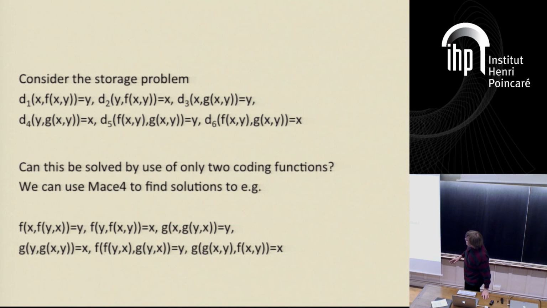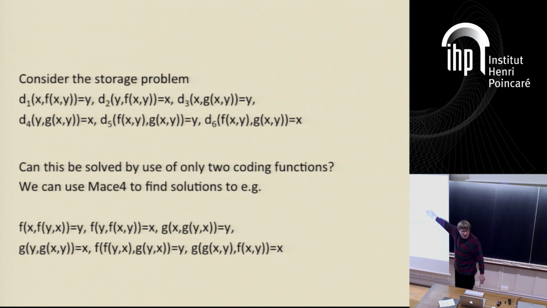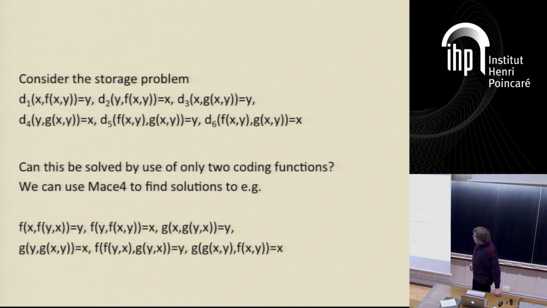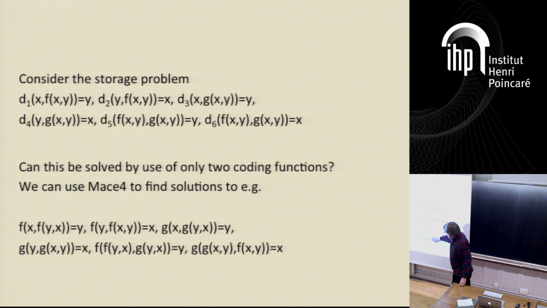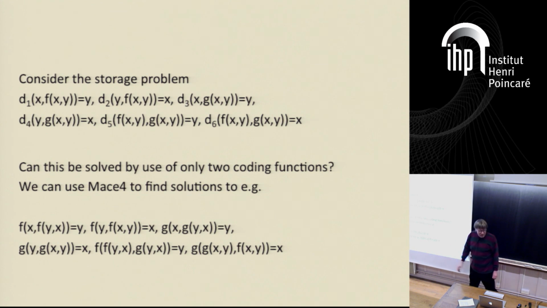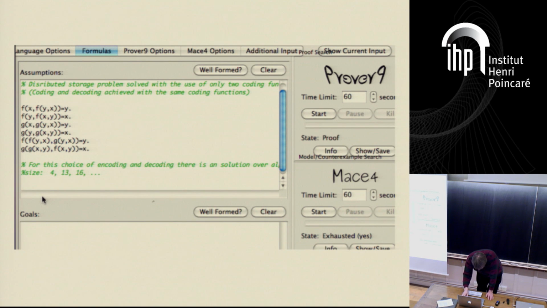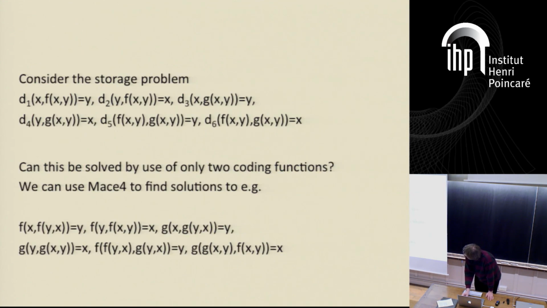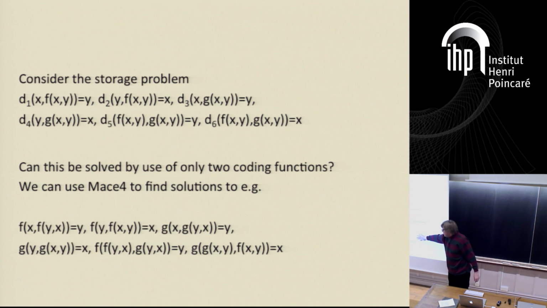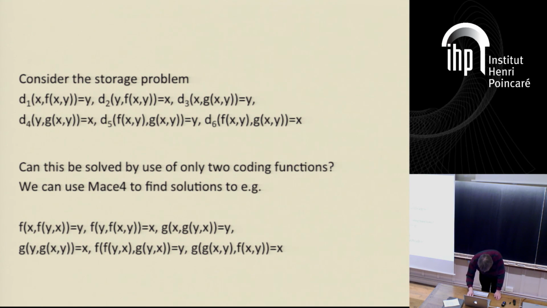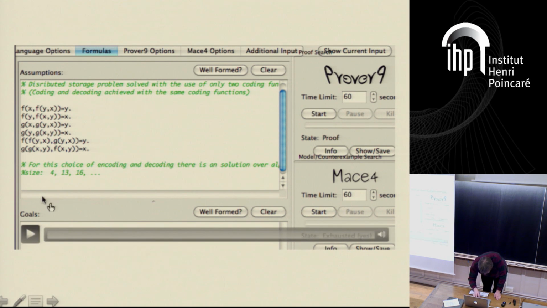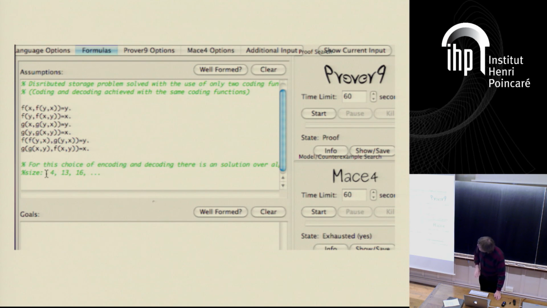So now we look at this, which was a storage problem before, where we have 6 different variables. You might ask, can this be solved by 2 coding functions? So one way of encoding would be something like that. Actually, it's not exactly the same problem, I can see, but suppose we look at these term equations, and I just want to illustrate the software. So let me illustrate what it's doing.